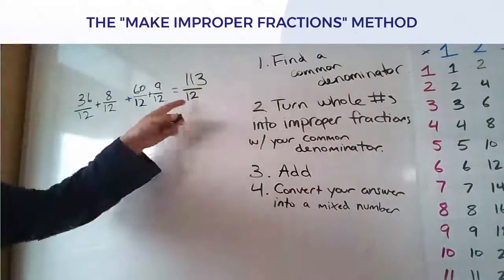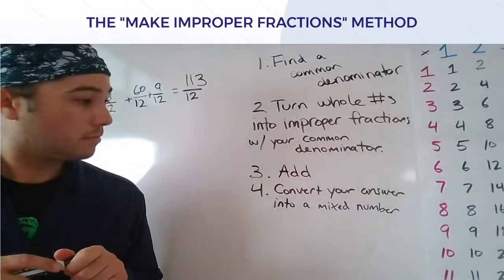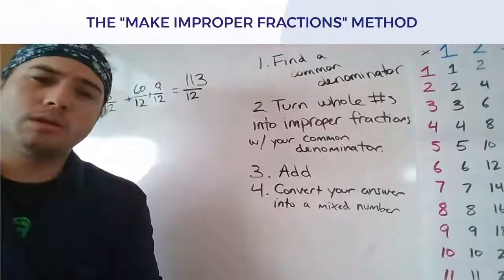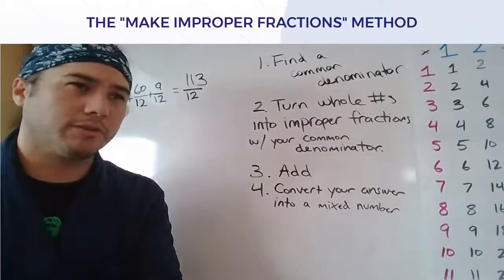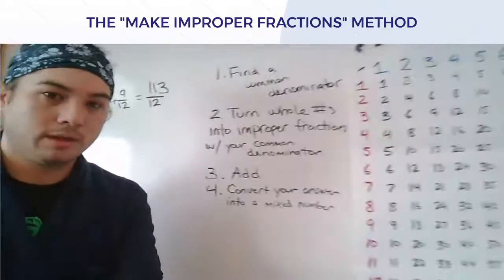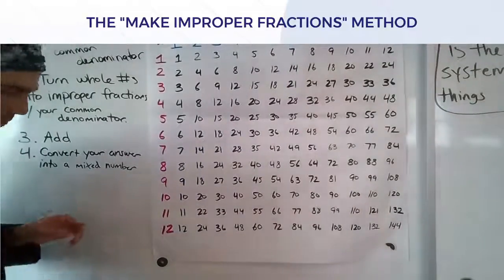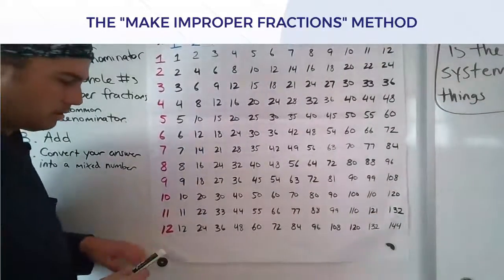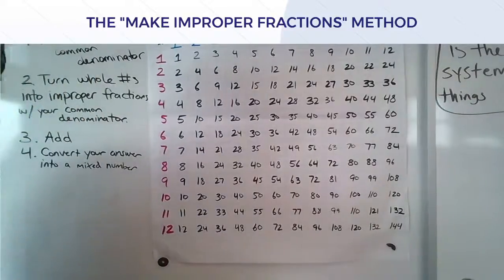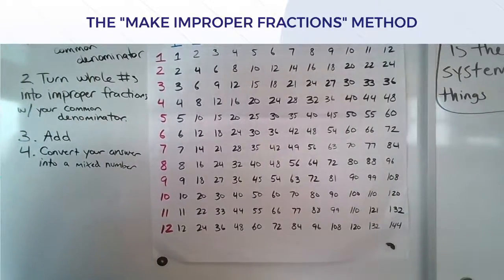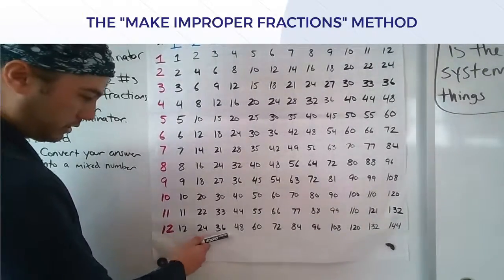If I have 113 twelfths, how many whole numbers, how many ones can I make with 113 twelfths? If I do 113 divided by 12. Let's go over to our chart and let's see. Let's take a look at our multiples of 12. How close can I get to 113 without going over? 12, 24, 36, 48, 6.